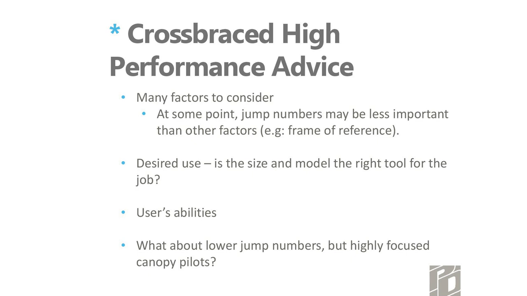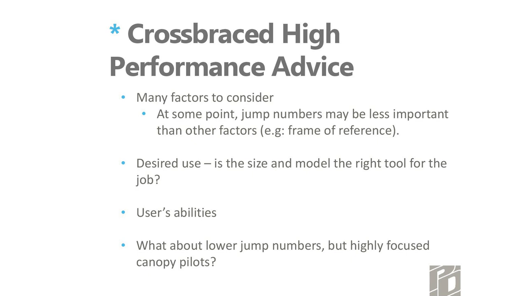If 4,000 of those jumps are tandems and another 500 of them are military static lines on rounds, and then the other 500 have been on sport ram air parachutes, where you did 20 of them on a 190, 20 of them on a 170, and you worked your way down, now you're on a 135 and you're ready for your cross-braced 100 square foot parachute.